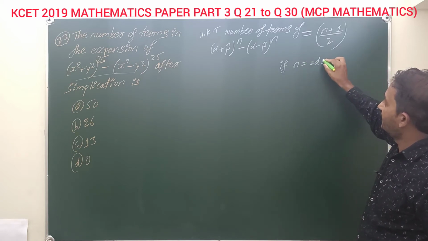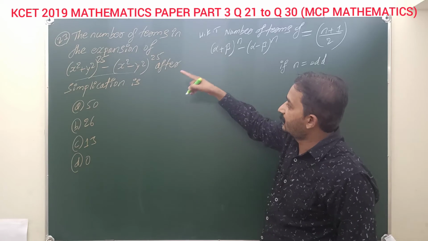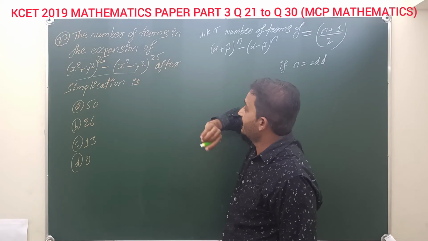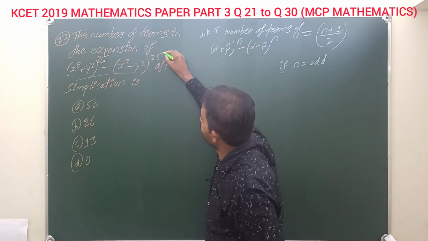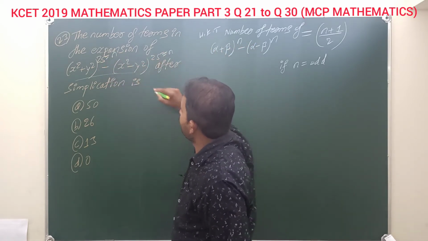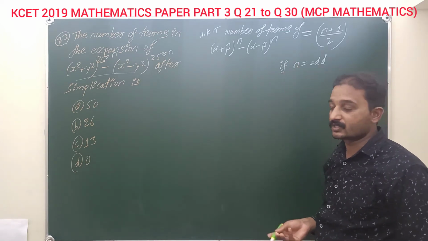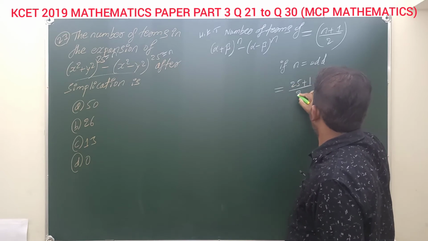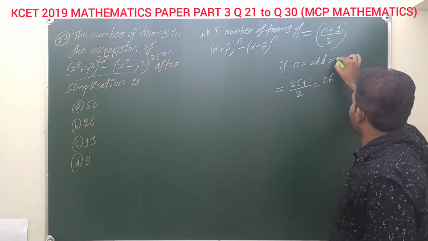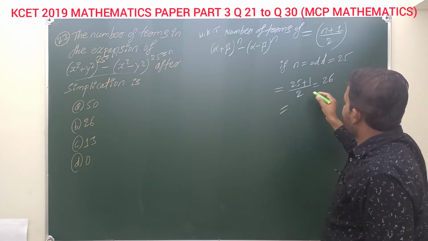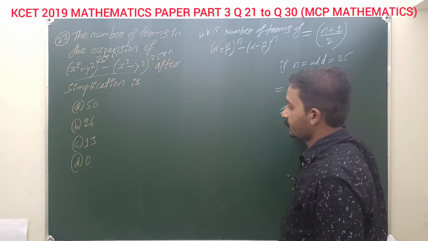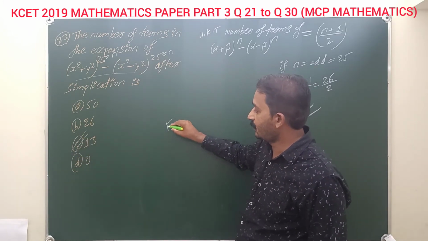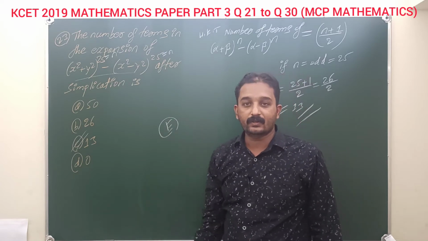If n is odd. So in this case, in the place of alpha, x square is there, in the place of beta, y square is there, and in the place of n, 25 is there. Here n is odd. Using this formula directly you can find the answer to this question. So n plus 1 divided by 2, that is 25 plus 1, 26, divided by 2, is nothing but 13. So 13 is the answer. Option C is correct in this case. Easy question. All the students can solve this question. Okay, take down.